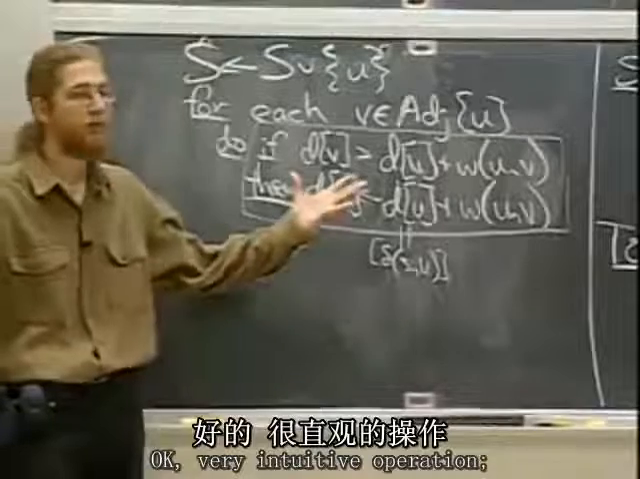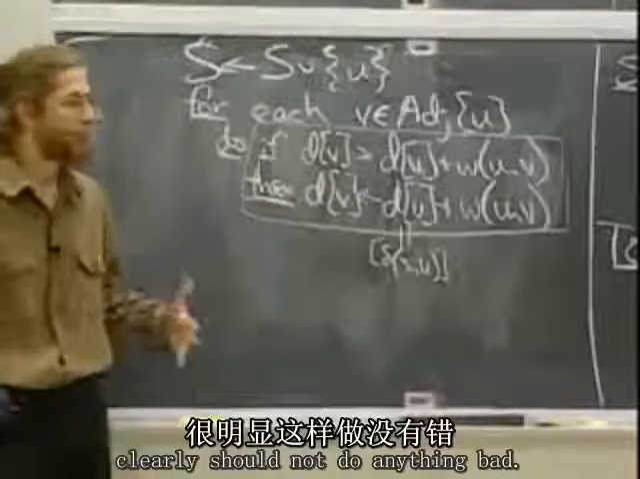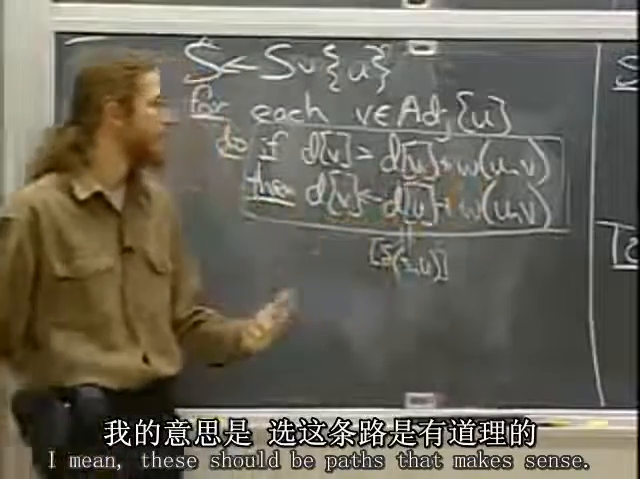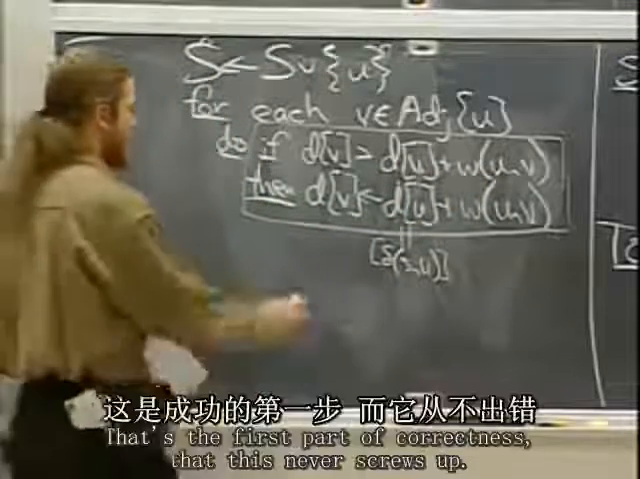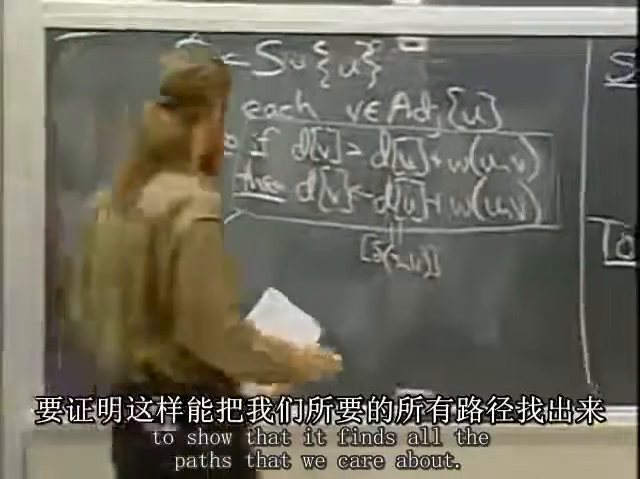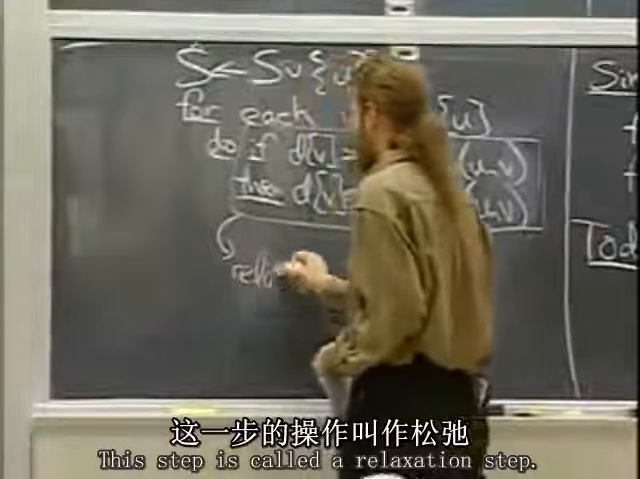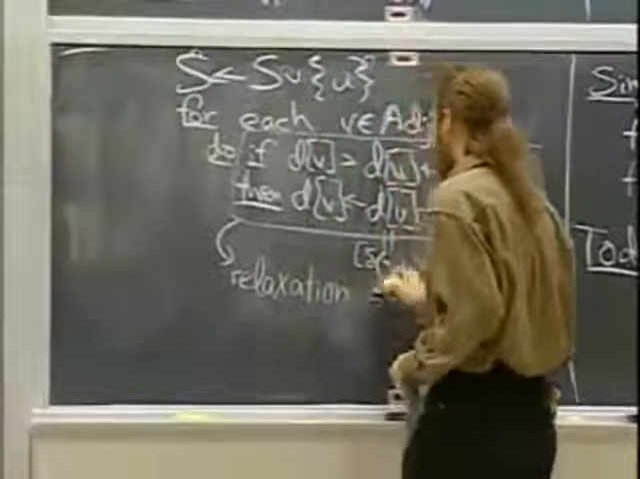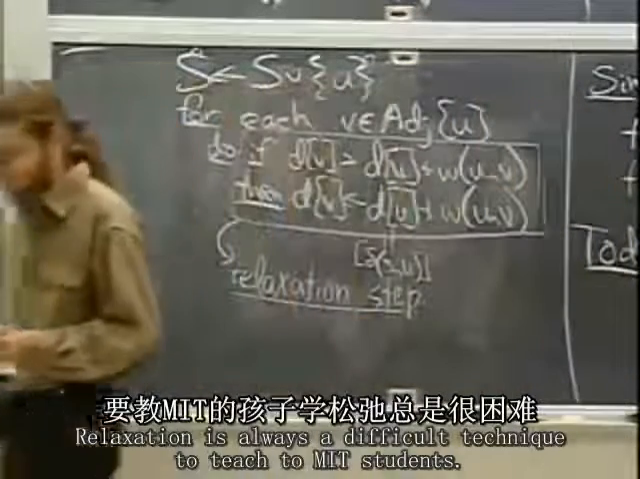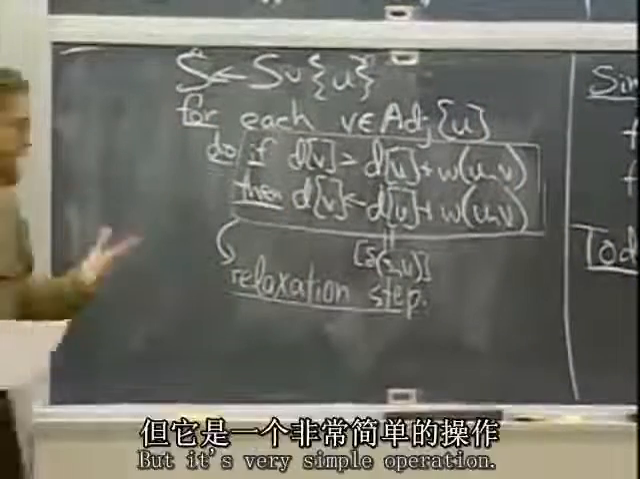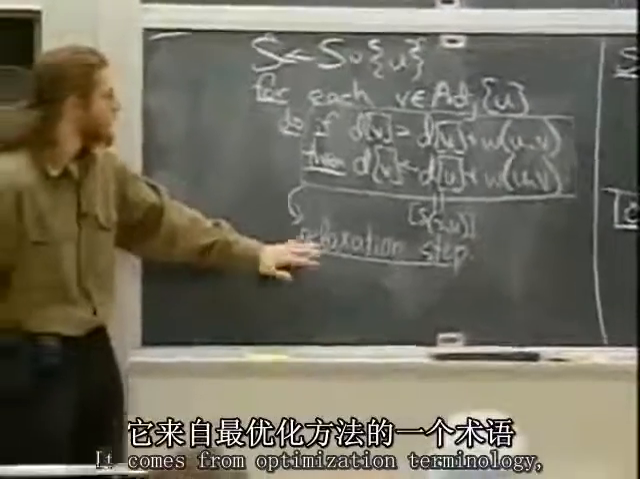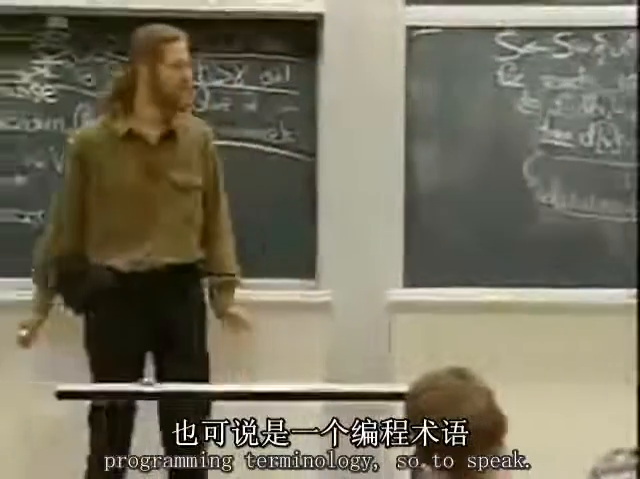A very intuitive operation. Clearly it should not do anything bad. I mean, these should be paths that make sense. We'll prove that in a moment. That's the first part of correctness, that this never screws up. And then the tricky part is to show that it finds all the paths we care about. This step is called a relaxation step. Relaxation is always a difficult technique to teach to MIT students. It doesn't come very naturally, but it's a very simple operation. It comes from optimization terminology, programming terminology, so to speak.